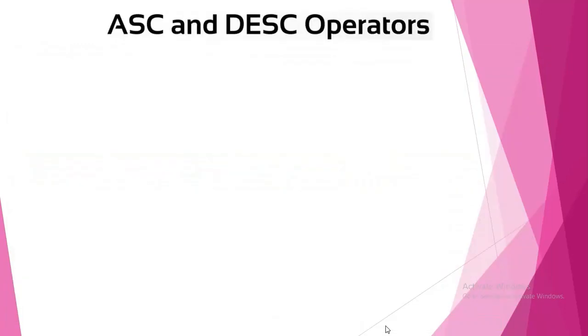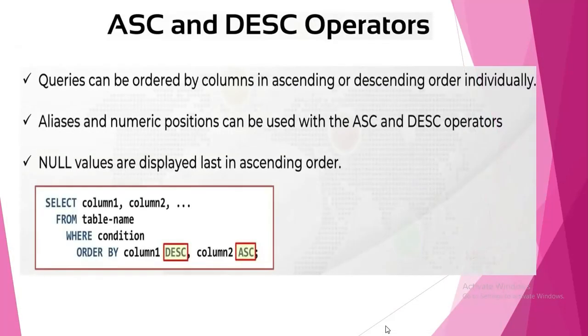So, ascending and descending operators. Queries can be ordered by columns in ascending or descending order individually. Aliases and numeric positions can be used with ascending and descending operators. Null values are displayed last in ascending order. You can see here: select column 1, column 2 from table name, where condition applies here, order by column 1 descending, comma, column 2 ascending. So you can use it like this.